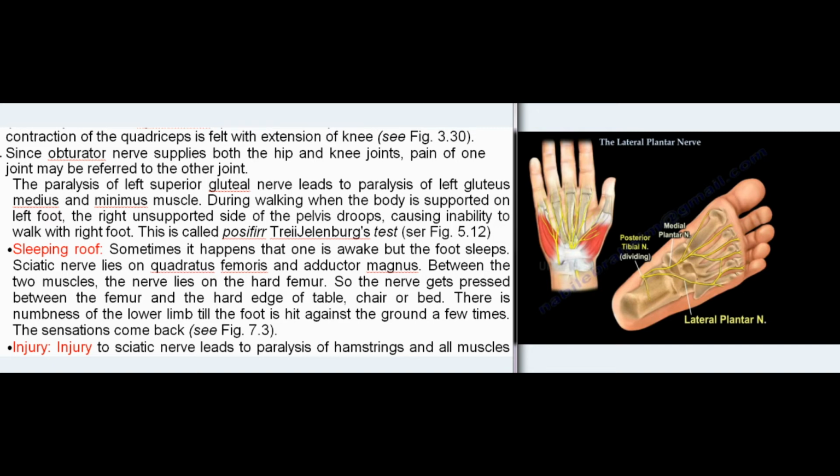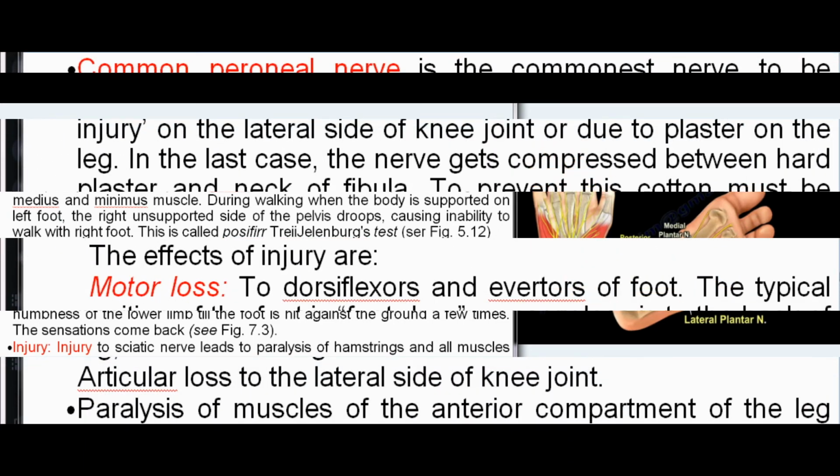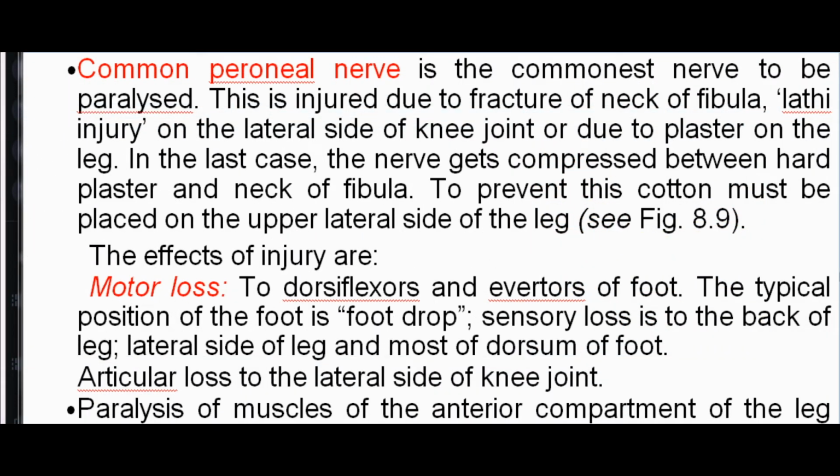Injury. Injury to the sciatic nerve leads to paralysis of the hamstrings and all muscles of the leg and foot, leading to foot drop, see Fig 7.11. Sciatica is the name given when there is radiating pain in the back of the lower limb. It may be due to a slipped disc. Common peroneal nerve is the commonest nerve to be paralyzed.